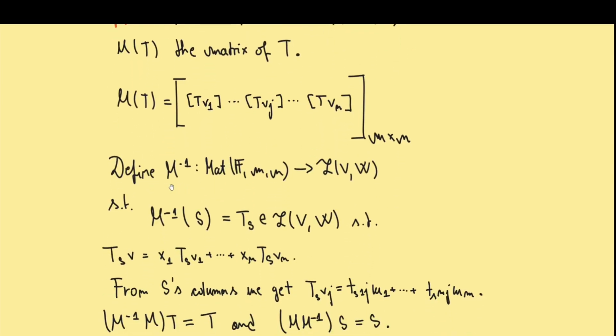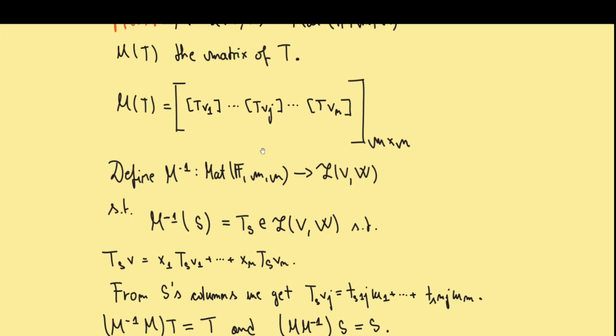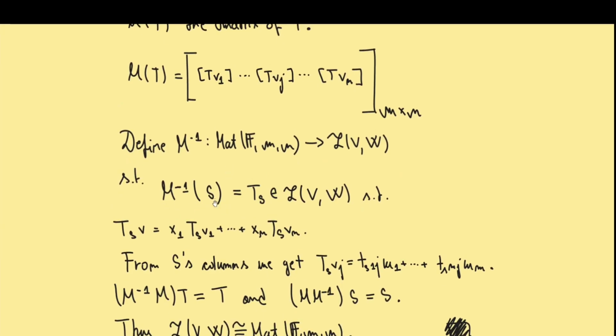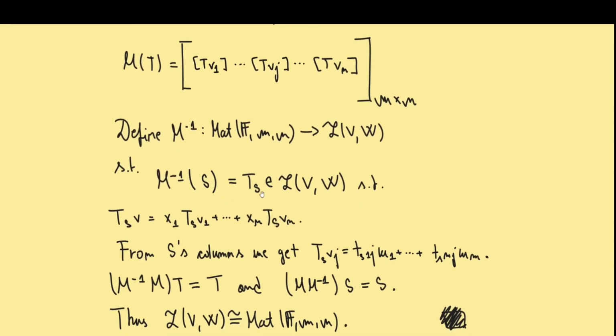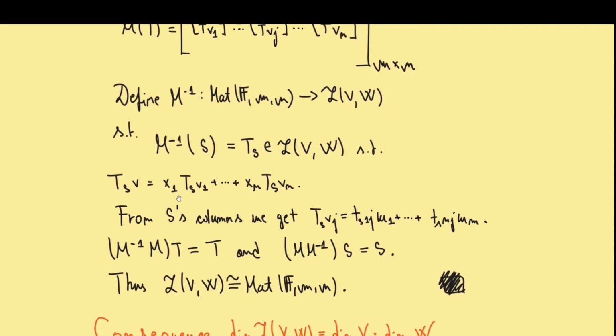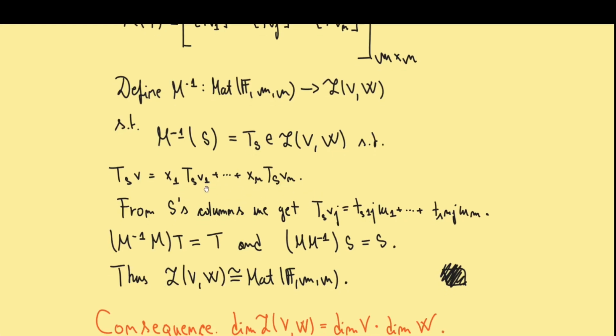And we store the appropriate coordinates of the column vectors like this in our matrix. So now let's define M minus 1 to take in matrices and give me linear transformations in the following way. If I give you some matrix S, you will give me the linear transformation T of S, such that when I give you a vector V, it will act upon it in this manner. So x1 to xn are the coordinates of V, and these are the action of T of S on the basis vectors of V.